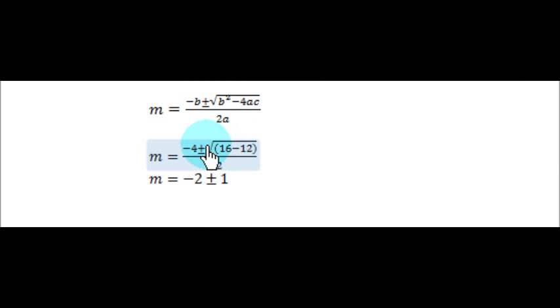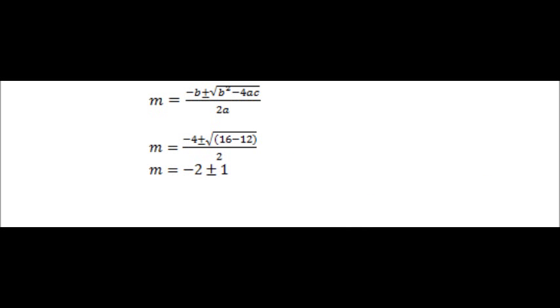So we have negative 4 plus or minus the square root of 16 minus 12, all over 2. So we have m equals negative 2 plus or minus 1. We can have two values of m. If we use the plus sign, m equals negative 1. But if we use the negative sign, m is equal to negative 3. So we have real distinct roots. Our m1 is not equal to m2.